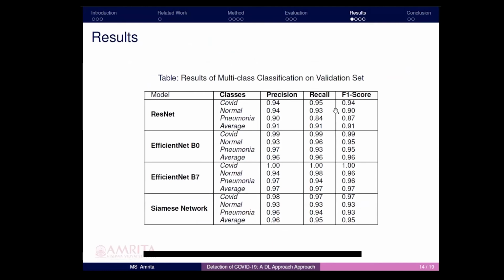Results. The table summarizes the major findings from our multi-class classification experiments with different models. From the table, we can see that the EfficientNet B7 model outperformed all others. It converged quickly to high accuracy. The Siamese network, on the other hand, was able to group together samples within the same class. Therefore, even with limited data, it would help in better interpretation and generalization.